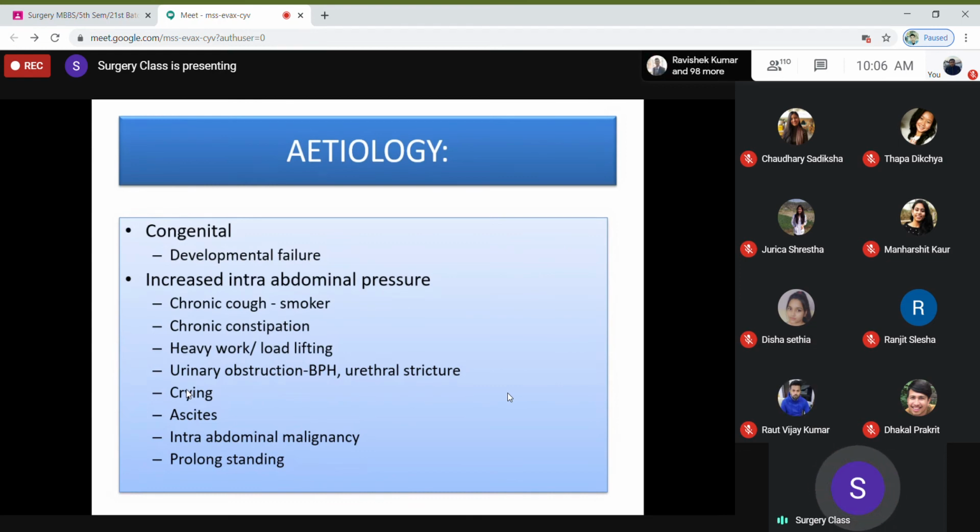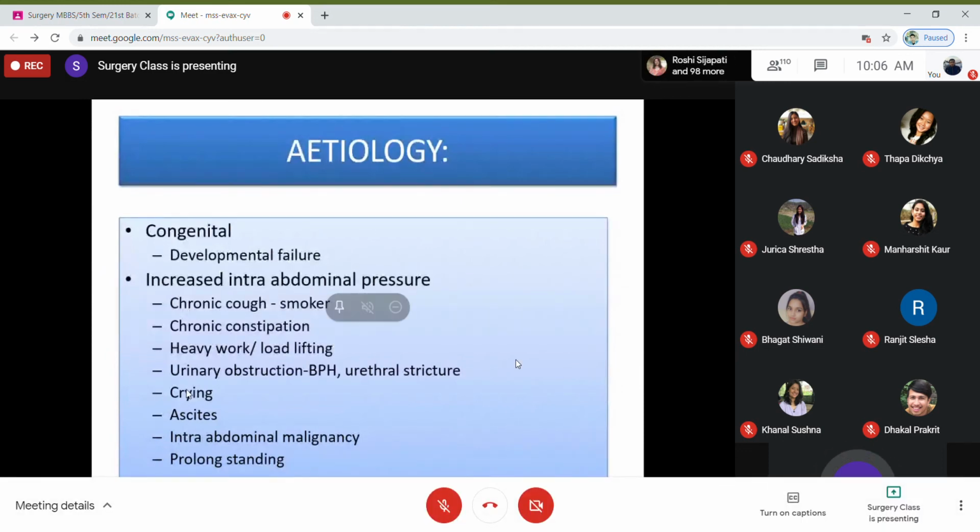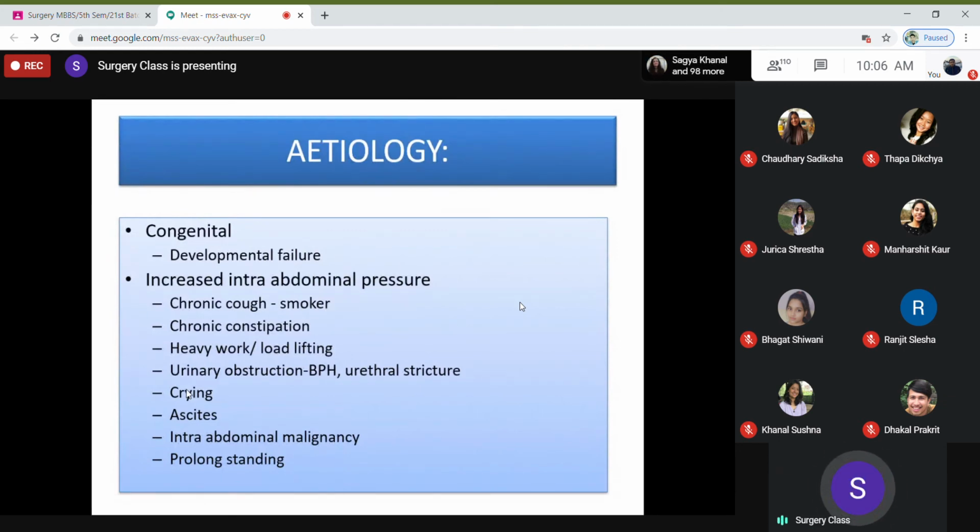Like heavy load bearers, the porters who carry very heavy loads, or people who work in very heavy industrial factories. And in old age, due to prostatic hypertrophy, what happens? They have to strain to pass urine, or there is a stricture in the urethra, so they have to force to pass the urine, and the intra-abdominal pressure rises. Babies crying, or when you cry, and also when there is ascites, that also increases pressure. Or there is some growth or malignancy or pregnancy, that might cause it.